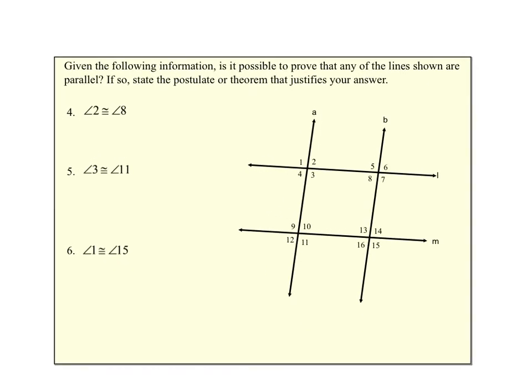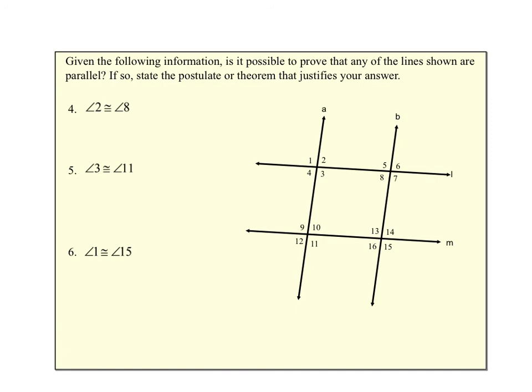Okay, so now we have two lines cut by two other lines. So let's look at what we have. Number 4 says 2 and 8.